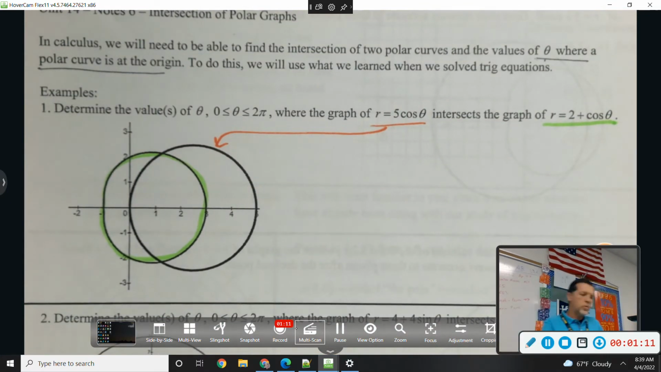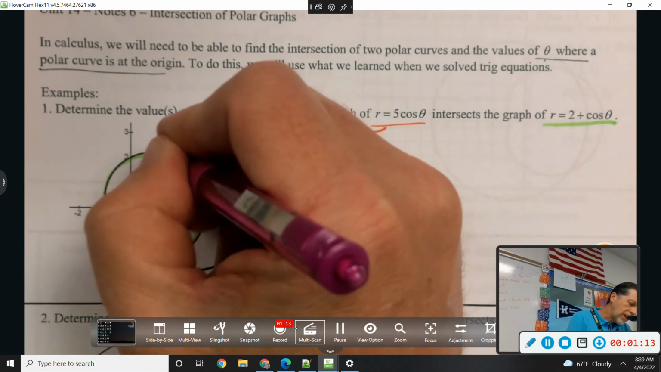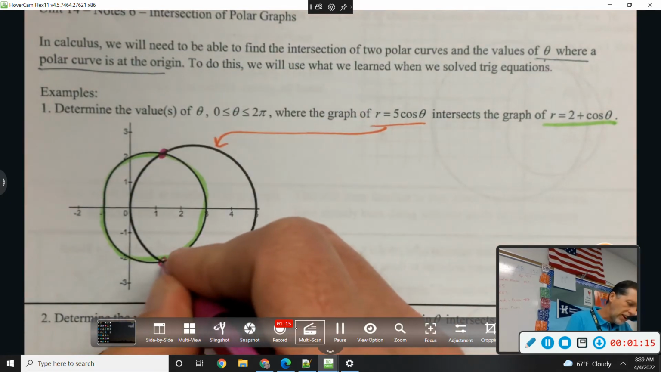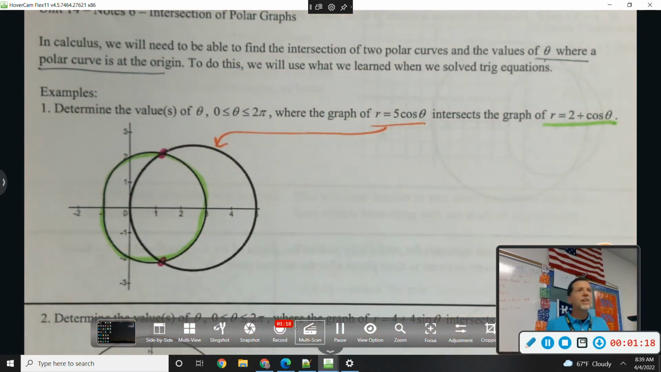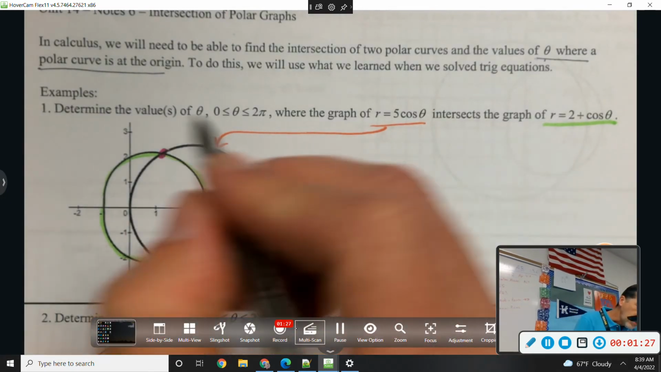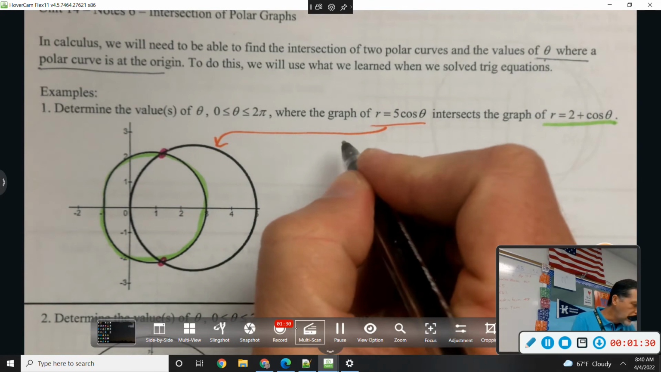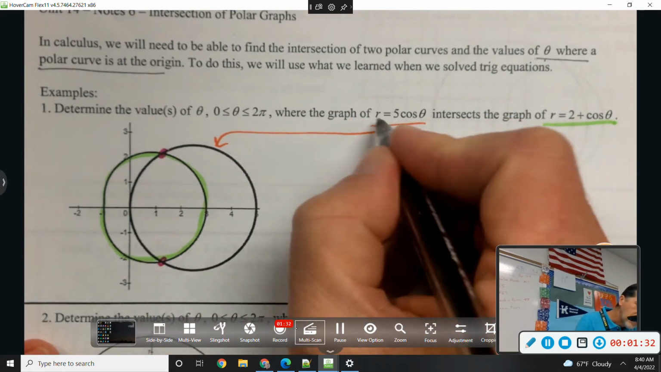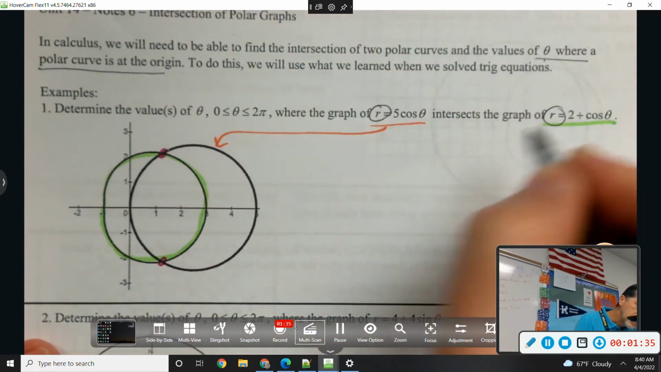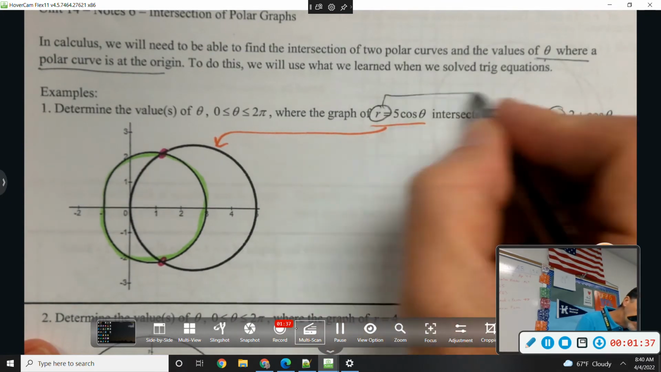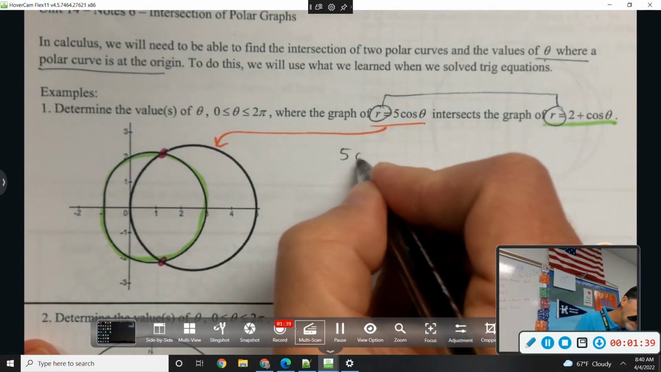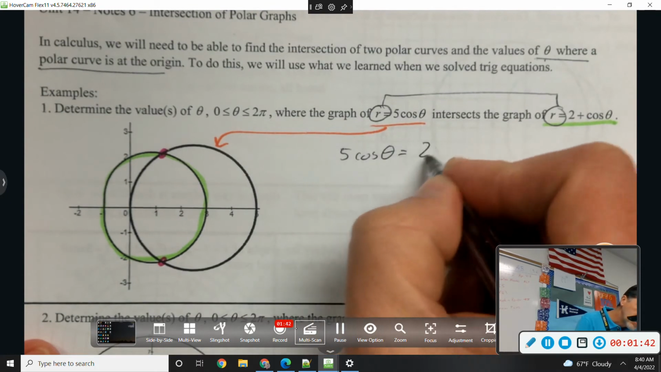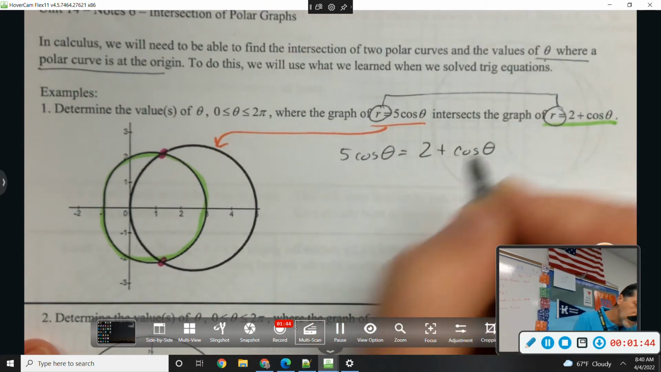And so in one sense, you're like, oh, I know where they intersect. They intersect right there and right there. I'm done, right? You found them. Except it wants the theta where that happens. So what we'll do is set the equations equal to each other, because they both have an r equals. So if r equals r, then 5 cosine theta equals 2 plus cosine theta.